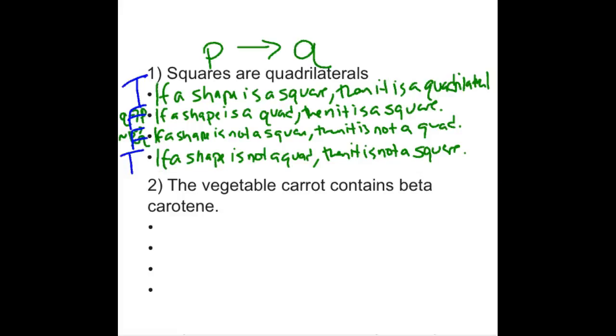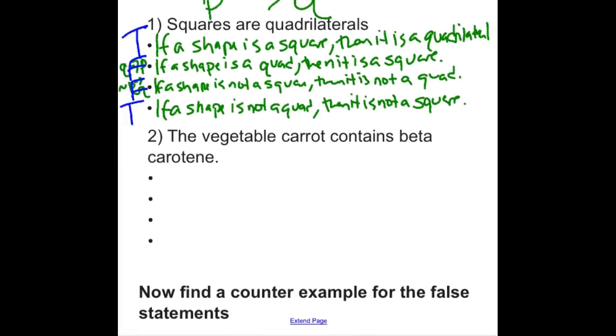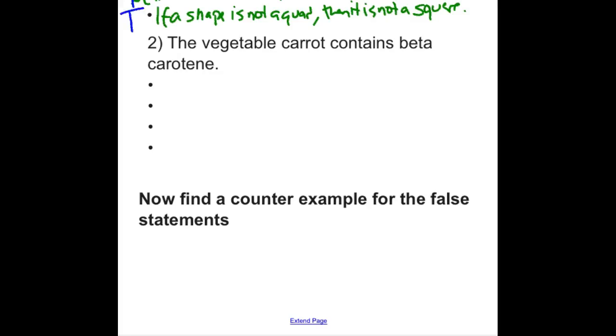Now, you have a question to do on your own. It says the vegetable carrot contains beta carotene. What I want you guys to start with is writing your conditional, your converse, your inverse, and your contrapositive. So pause the video now, write those, and then we'll discuss the true and false values.